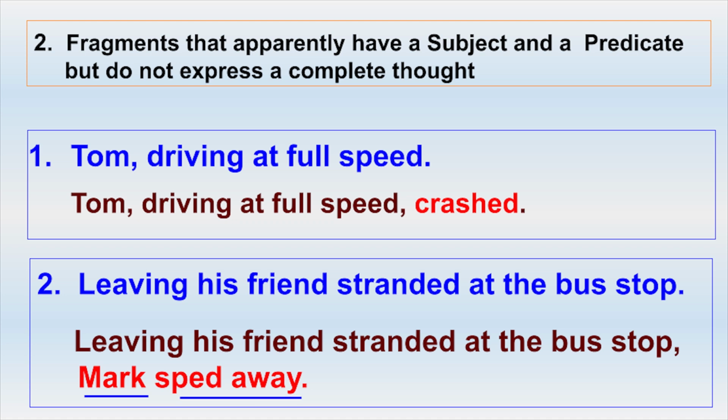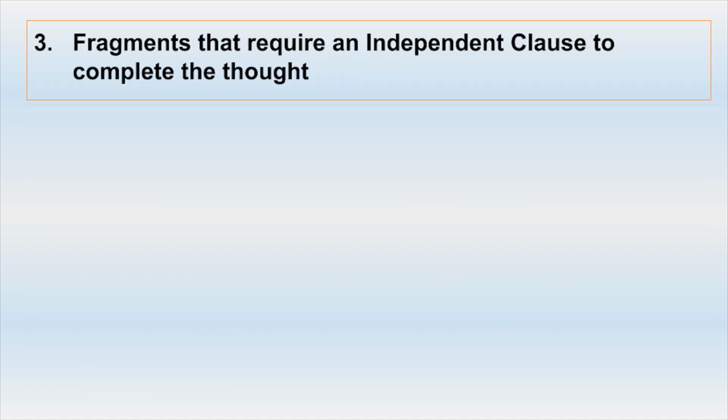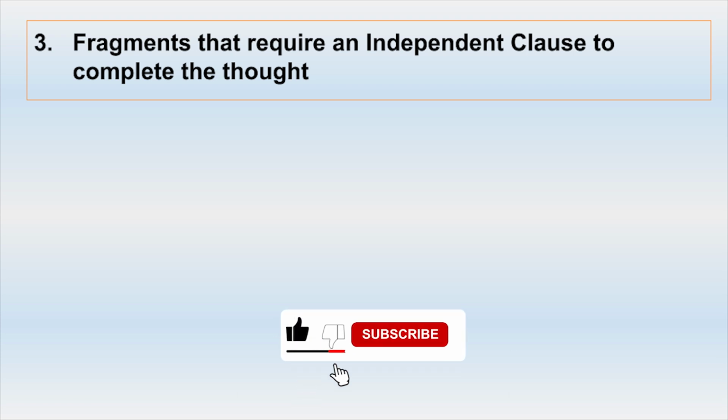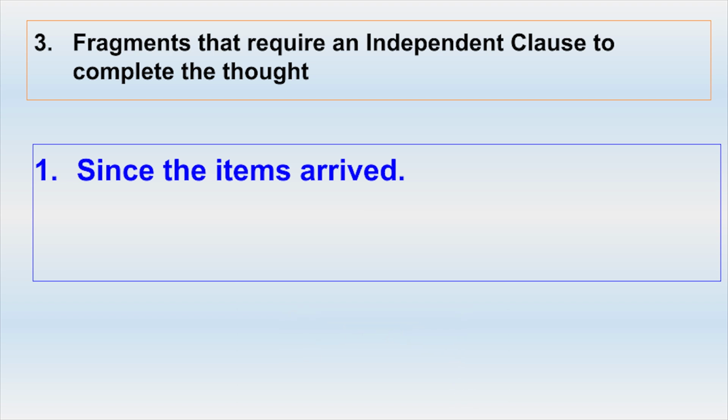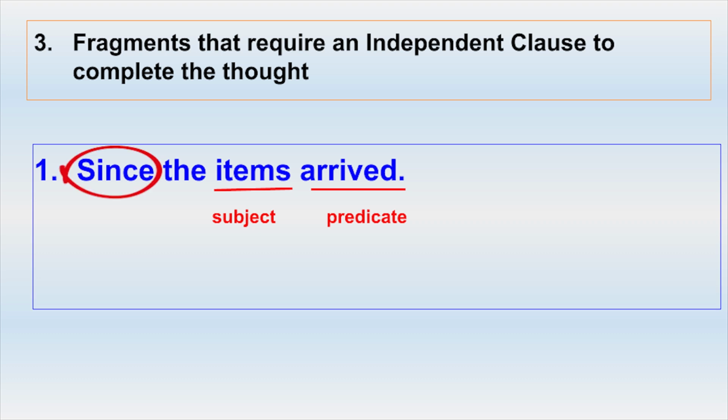Now let's look at the final type of sentence fragment, fragments that require an independent clause to complete the thought. Since the items arrived. Is this a complete sentence? It has a subject, items, and a predicate, arrived, but does it express a complete thought? No, it does not. The word since is a subordinating conjunction. It limits our thoughts. It makes this a dependent clause, and it needs an independent clause to complete the thought.